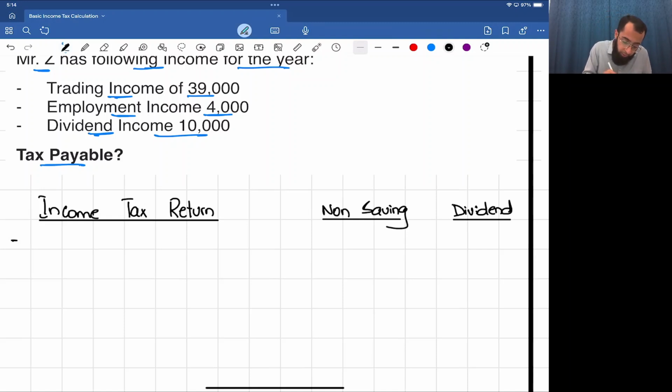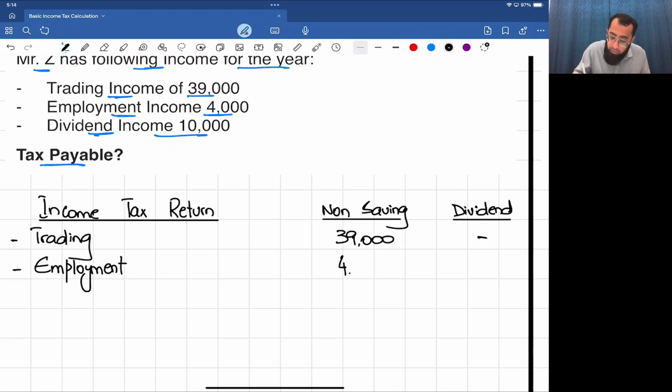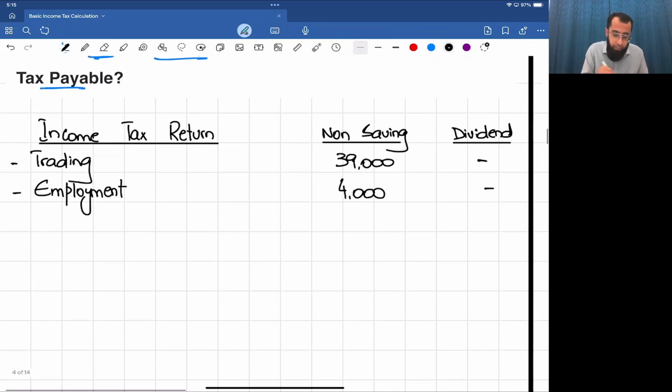So, listen to me carefully. Trading income is 39,000. That goes under the head of non-saving. You have employment income of 4,000. That also goes under the head of non-saving. And then you have dividend income of 10,000. Dividend goes under the head of dividend only. It is taxed as a separate head. No withholding tax on normal dividend income.